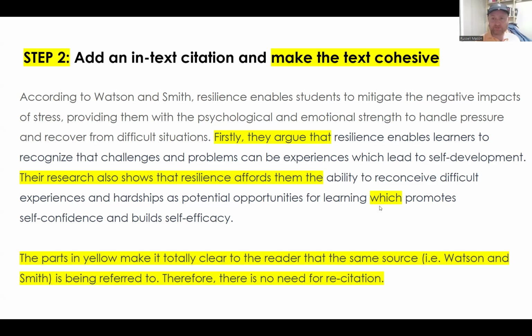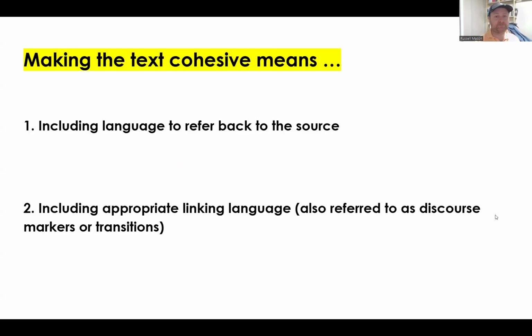So this is the first principle of cohesiveness. Linking the different parts of the paragraph together also means making it clear to the reader that those sentences are from the same research article. And in that case, we don't need to keep citing the same source again and again in each sentence. Okay, so cohesiveness can refer to linking back to the original source, and making the text cohesive also can mean linking language.